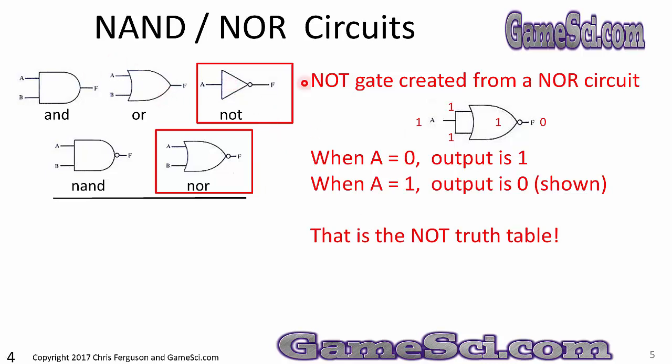This is the NOT gate created from a NOR circuit. When A is 0, the output of this circuit will be 1. When A is 1, the output of this circuit will be 0. This is the example I've shown above.